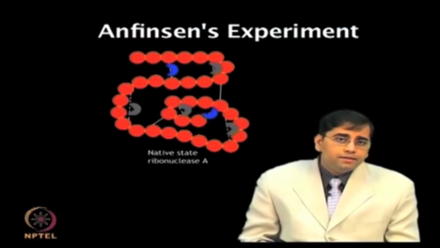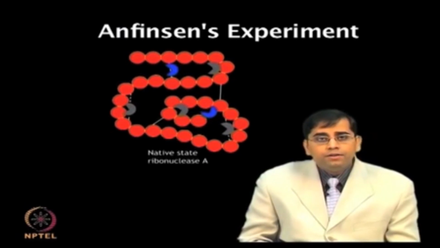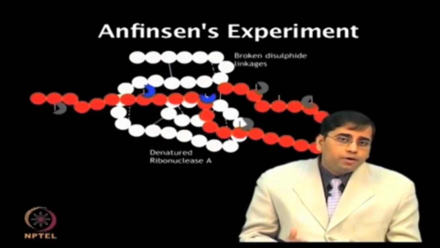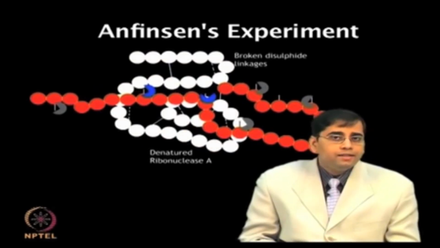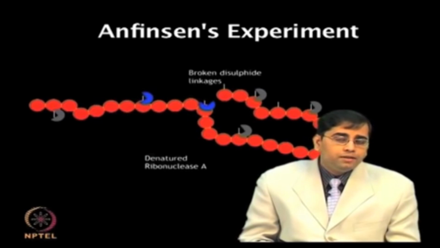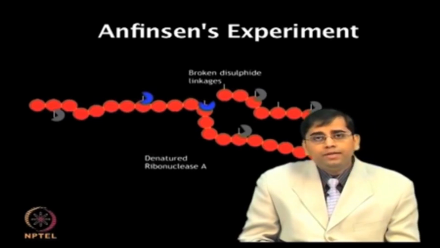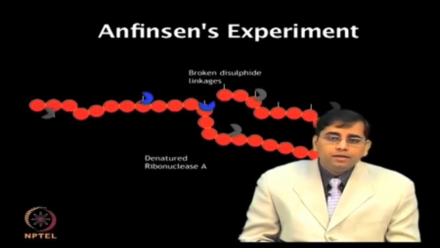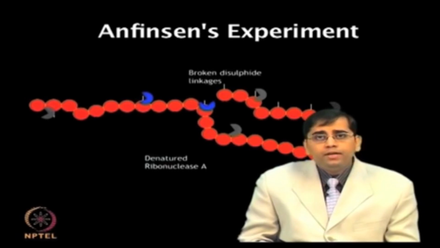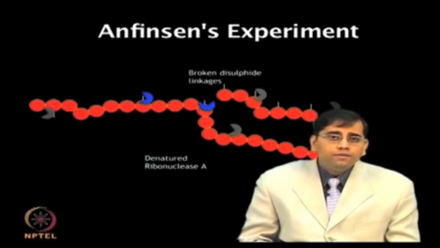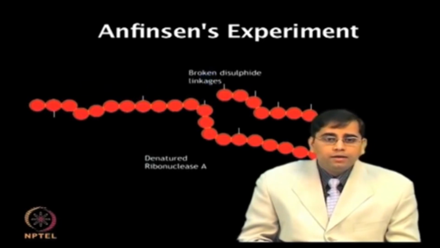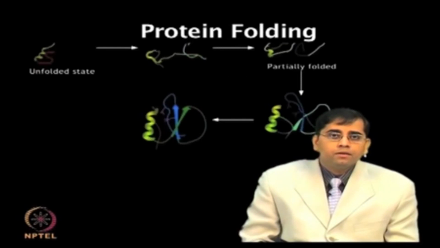Anfinsen tested the ability of reduced and unfolded protein to spontaneously fold into its native state by using the protein ribonuclease A. This study established that the primary amino acid sequence of a protein contained all of the information necessary for the proper folding into its native form.